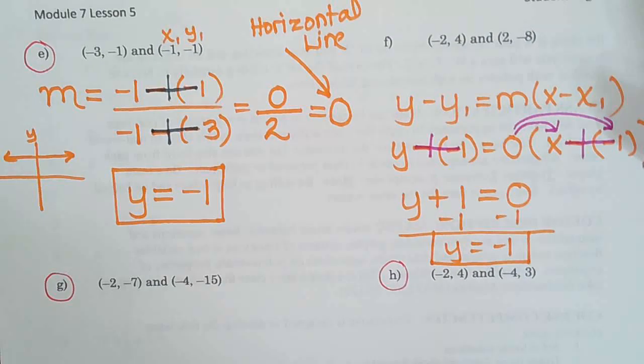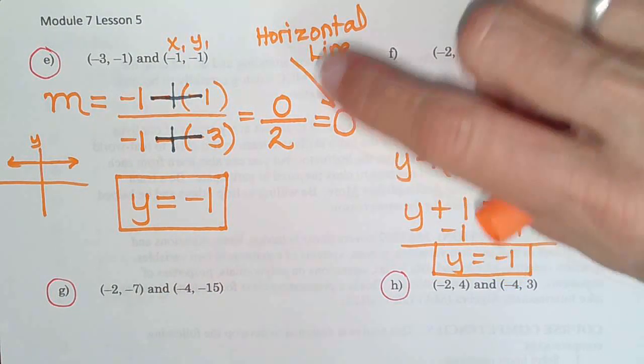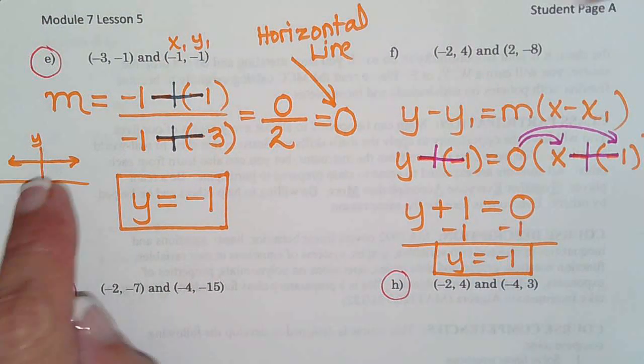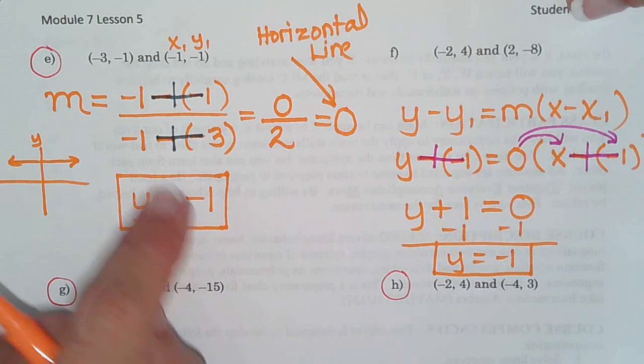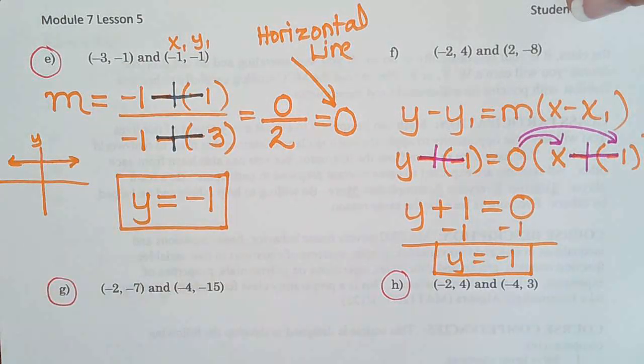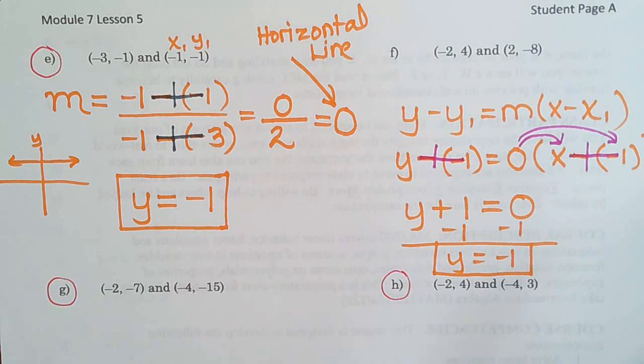So if you recognize that it's a horizontal line, because every time the slope's 0, it has to be horizontal. Horizontal lines only go through the y-axis, so you do y equals, and you go up here and grab whatever y is. But lots of times students don't catch it, so you can see you get the exact same answer by using the point slope formula.